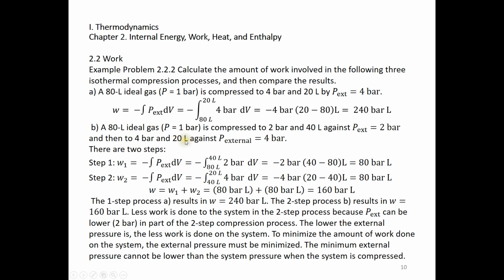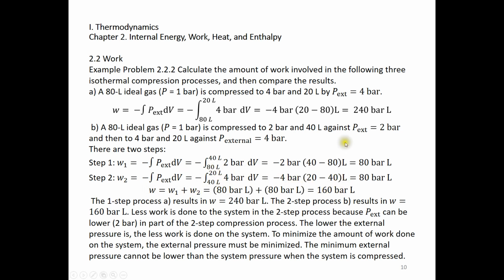Because there are two steps, we'll have to calculate the amount of work in step 1 and then step 2. In step 1, P external is 2 bars. The initial and final volumes are 80 liters and 40 liters. Evaluating this integral, we get 80 bar liters. In step 2, again, we use the same formula, but the external pressure is actually higher. It's 4 bars. The initial and final volumes are 40 liters and 20 liters. And solving this integral, we get also 80 bar liters. The total amount of work is W1 plus W2. The result is 160 bar liters.